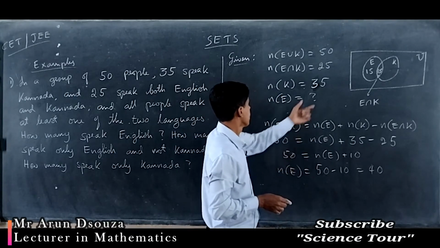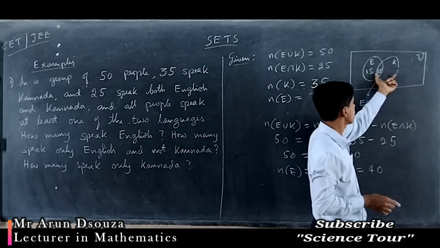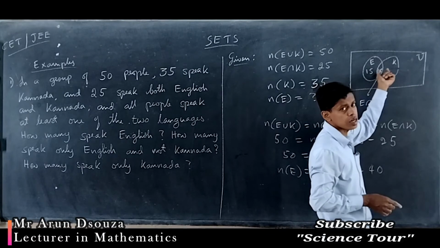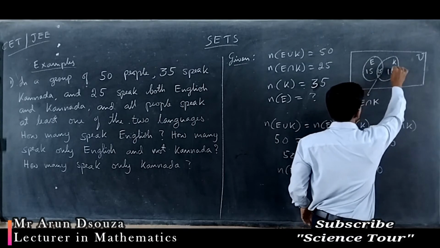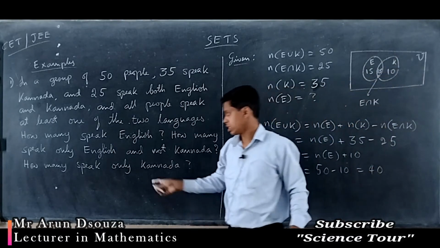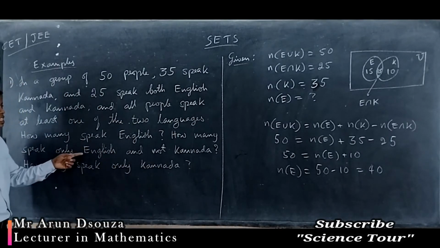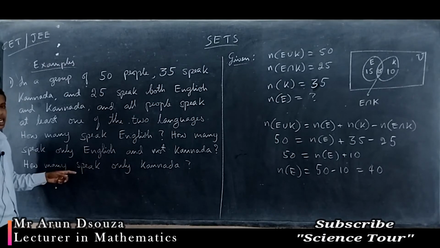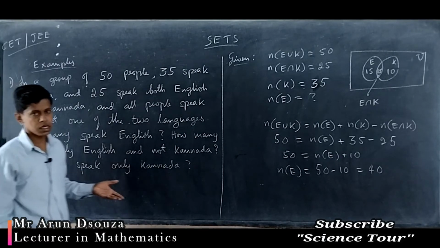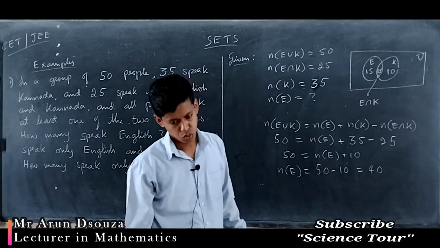Yes. And N of K is 35. N of K is 35 means this circle is 35. 25 is already there. So what is remaining? 10. So how many know only Kannada? 10. So there you go. You have the answers for these questions. How many speak only English and not Kannada? Only English, 15. And how many speak only Kannada? 10. That's it. But if you want to use the formula, how do you do it?